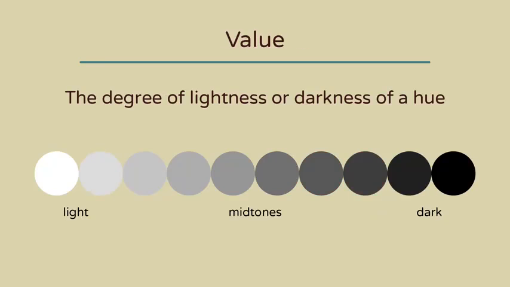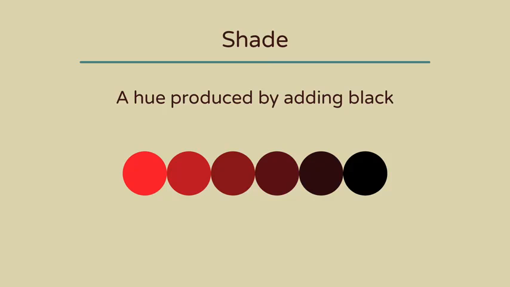Value refers to the degree of lightness or darkness of a hue. This value scale shows you a full range of values. A shade is a hue produced by adding black. So here you have a variety of shades of red made by mixing the red with increasing amounts of black.